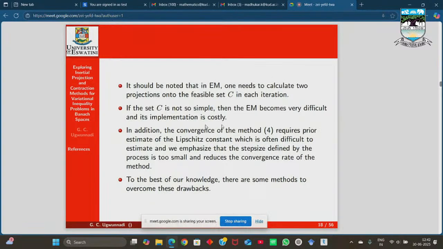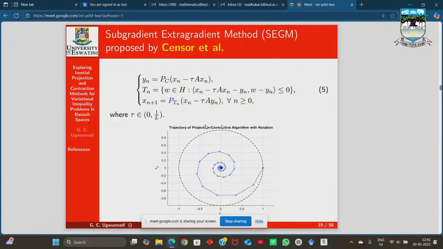Now, due to the full projection of a gradient method, which we have talked about, the costly implication in trying to iterate or approximate the solution, there was a need to modify the extragradient method, which was first done by Censor, Gibali and Reich, which we call the subgradient extragradient method. What they did is that in the second projection, instead of projecting onto the set C, they now define the half space Tn.